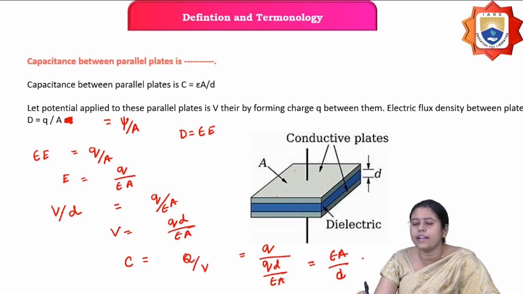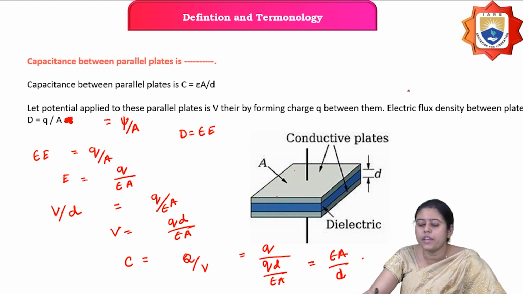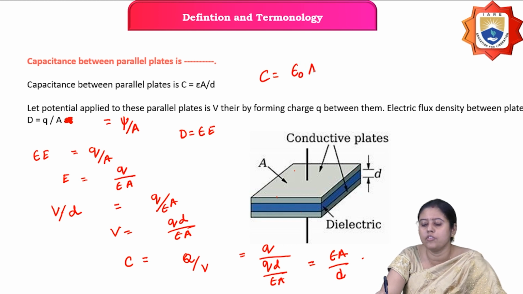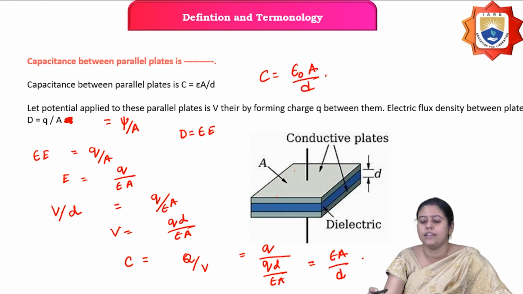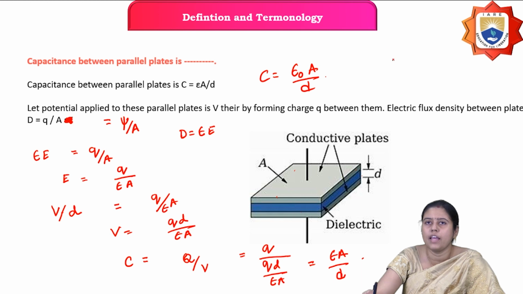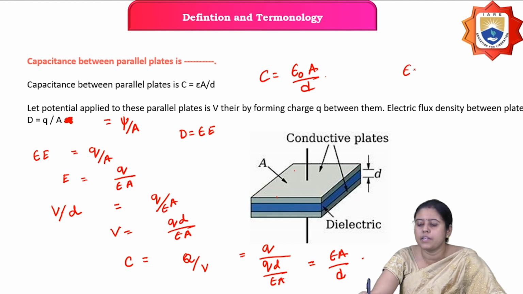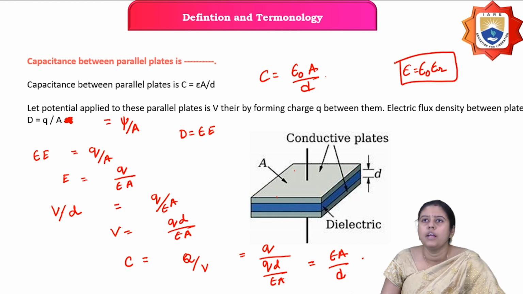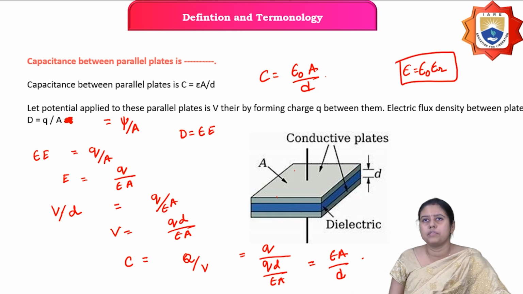Now if the dielectric is free space, we can write C is equal to epsilon naught into A by D. We can also write it for a parallel plate as epsilon A by D, and epsilon is equal to epsilon naught into epsilon R.